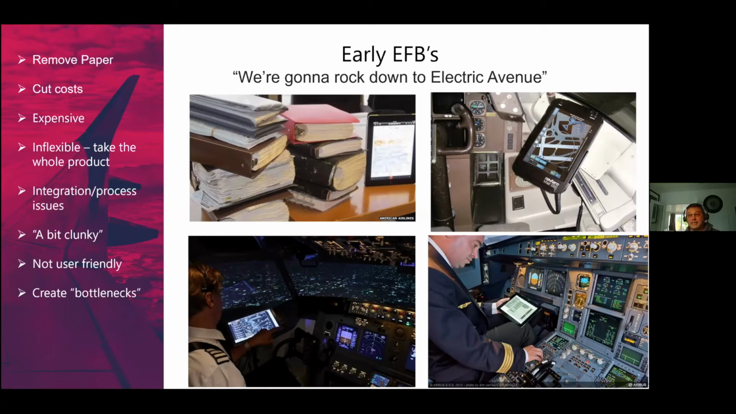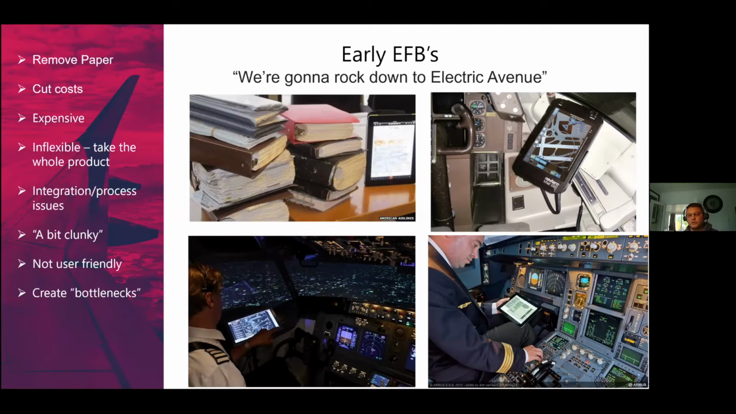In 2006, an airline that I used to work for, My Travel, before the merger with Thomas Cook, became the first airline to deploy a combined ETL EFB Class 1 using a GPRS connection.